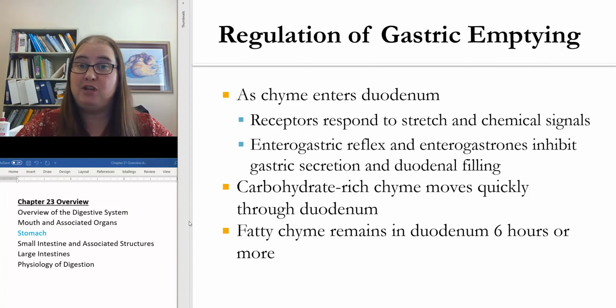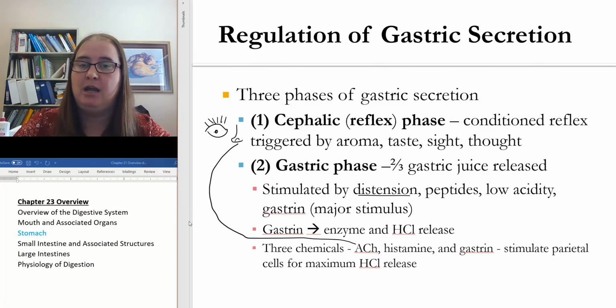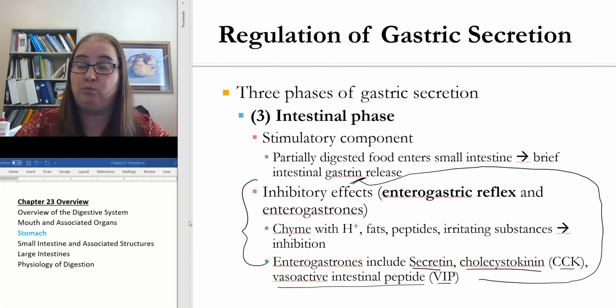So in the next video, we're going to talk about the small intestines and the role of the small intestines now that chyme has gotten there. For this process of gastric secretion, I have done a drawing for this portion of the lecture. I highly advise watching that recording because it gives you a better visual of this process.